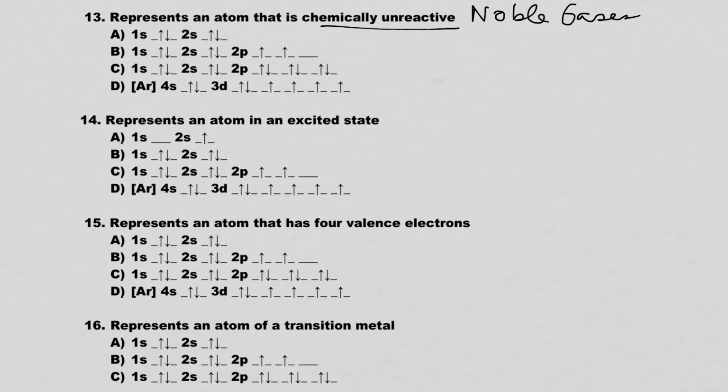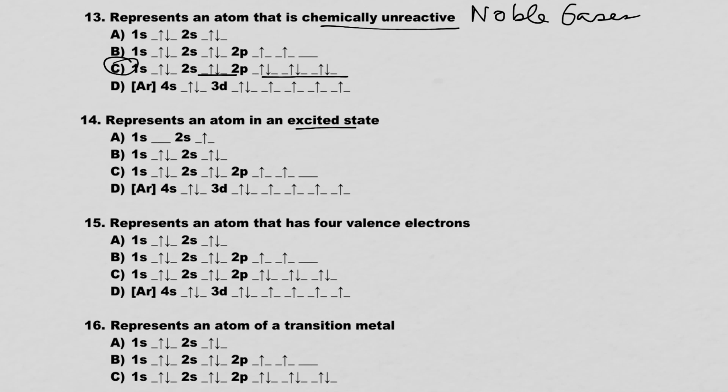And if I look through these, 1s2, 2s2, that would not be it. And then I keep going, and then I look at C. C has 2s and 2p full. That would be the noble gas neon. All right, 14, which represents an atom in an excited state?